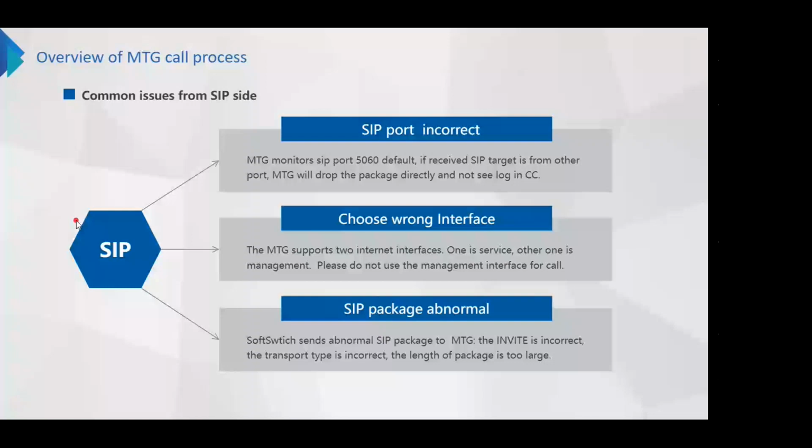By default, we use 5060. That SIP port is the standard. So if you configure a different port, you have to check. On the MTG you also have to check the number you configured, and make sure everything is the same. If the number is wrong, then of course your call will be sent to a different location or different port, so maybe the MTG cannot receive the call.